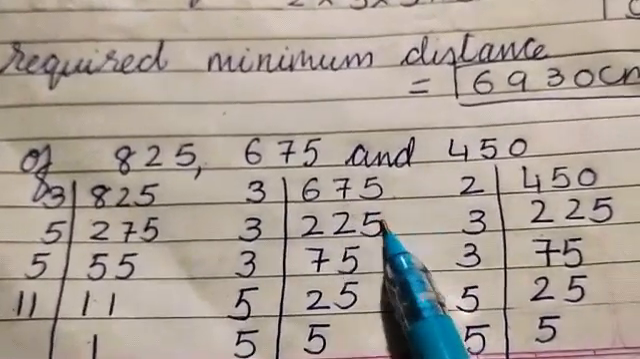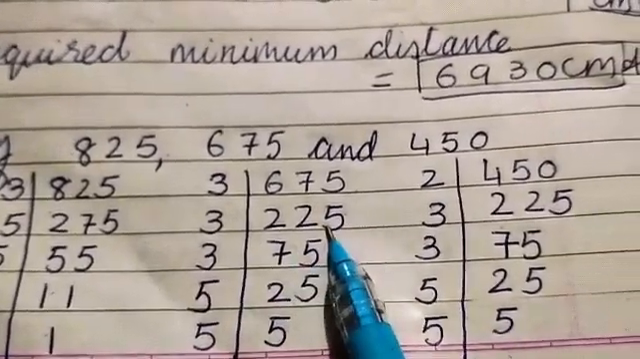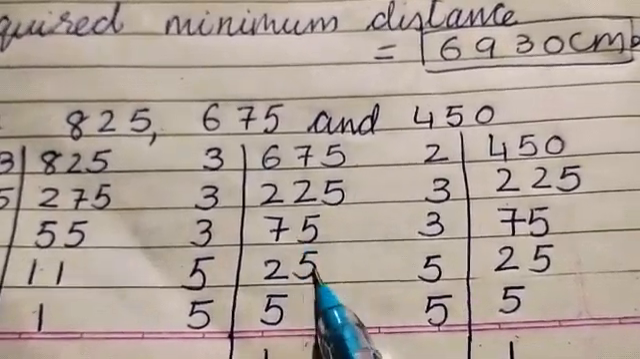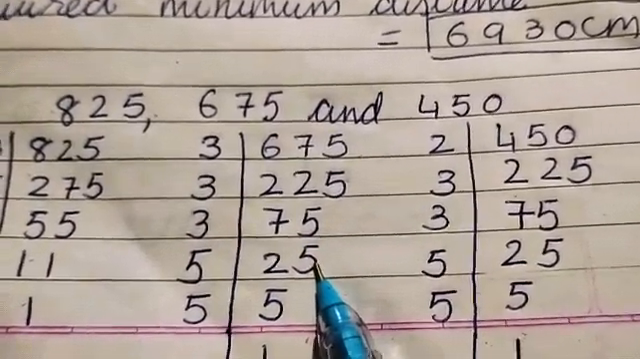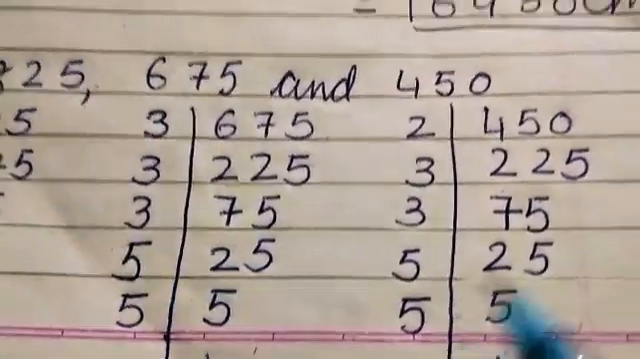So here will be 3 5s are 15. Again with the 3, 3 7s are 21. Here will be 1. 3 5s are 15. 3 2s are 6, 1, and 3 5s are 15. Now 5 5s are 25 and 5 1s are 5.